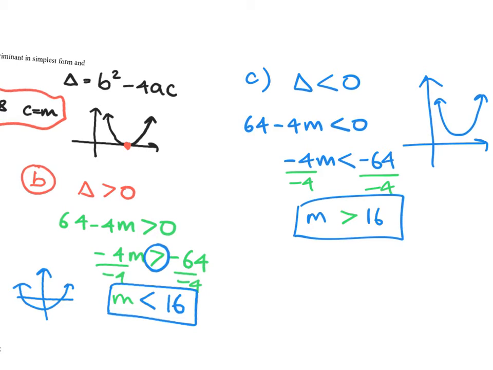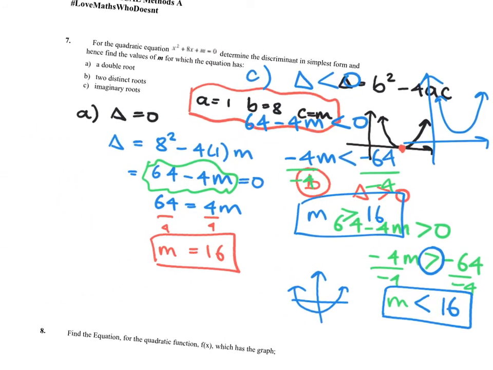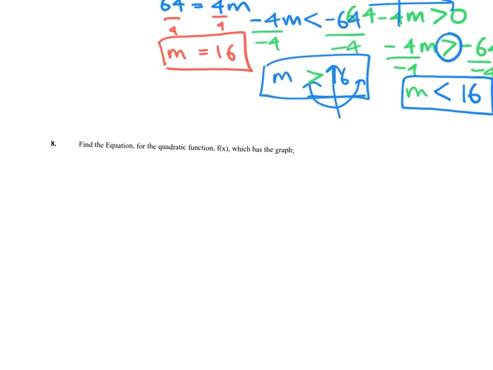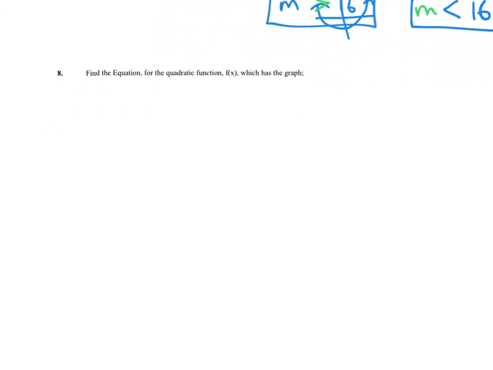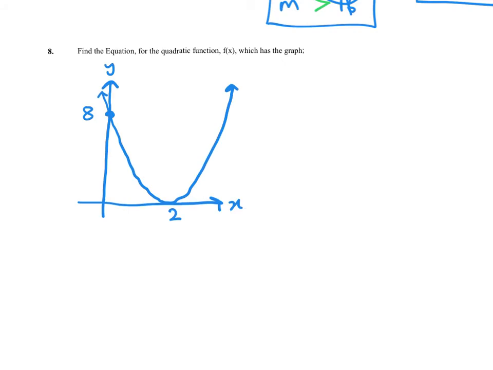Beautiful. So that would be question 7. Let's now move to question 8. Find the equation for the quadratic function f of x, which has the graph. I can't see the graph, so I'm just going to sketch the graph quickly. So now we have the graph here.